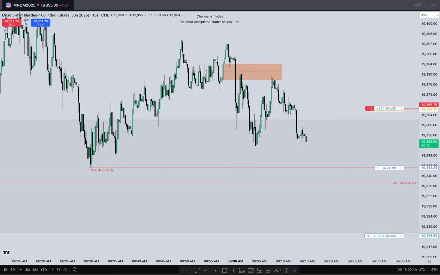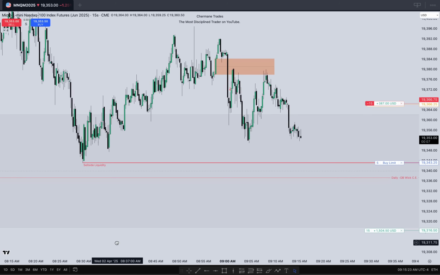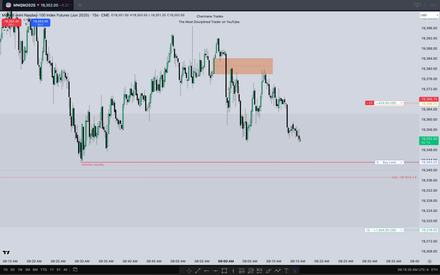Nothing right here is worth taking a partial in my opinion. Again, I opened the trade risking 600 bucks, so taking something off here, I'd rather just have my stop at break even and give the trade a chance to pan out. It's not worth peeling something off here.